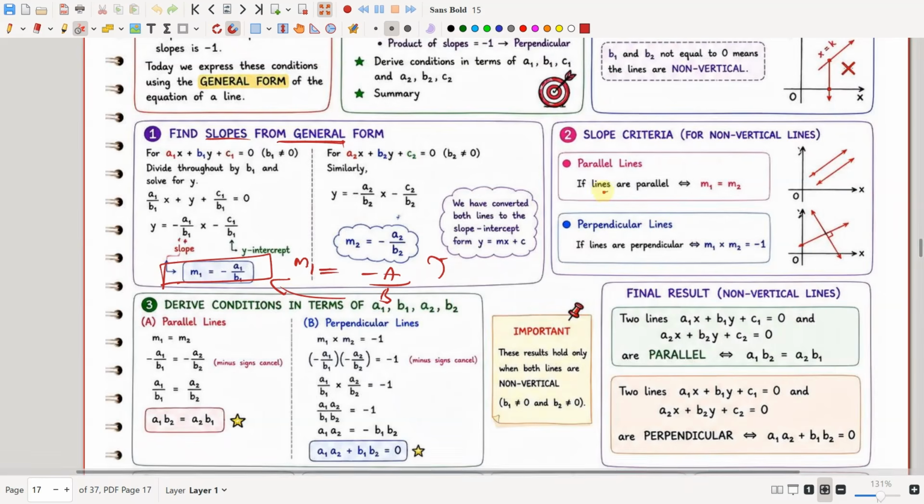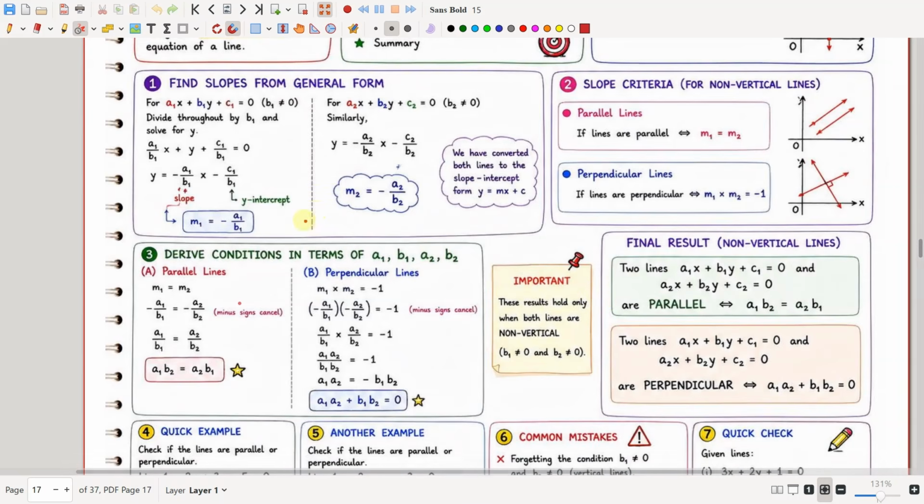So if the lines are parallel, in the slope criteria the slopes will be equal, and if the lines are perpendicular, then the product of the slopes will be minus 1. We are going to derive these conditions, parallel and perpendicular conditions, using the slope formula for the general line formula.